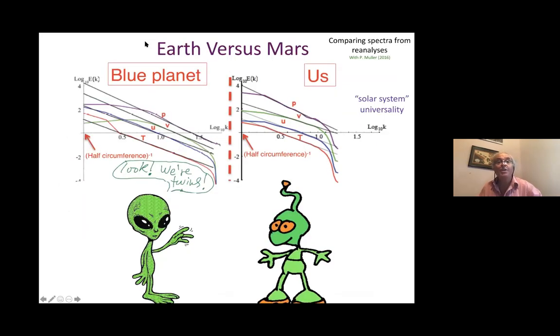And actually you can compare the Earth to Mars. There's the idea in turbulence that you expect so-called universal turbulence laws. So, well, the best we can do is solar system universality if we include Mars. And we find that actually we can look at huge numbers of statistical exponents for pressure, meridional wind, zonal wind, temperature, different levels, et cetera. And they get almost exactly the same spectra with one or two minor exceptions.